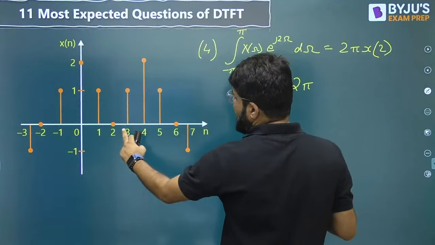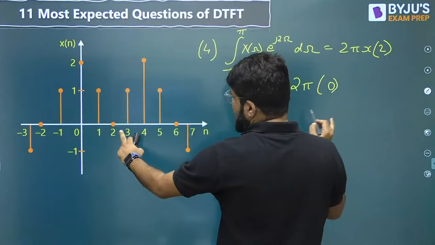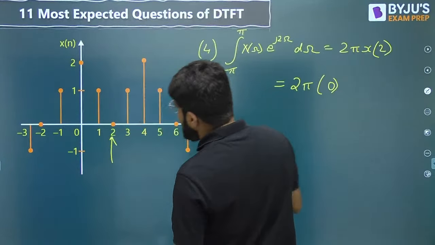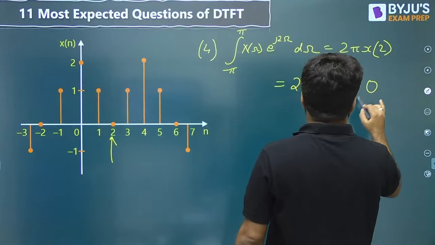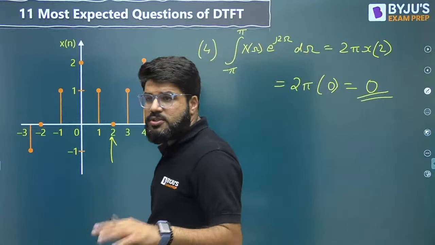It is 2 pi x2. What is the value of the signal at 2? This is the value required, and the value is 0. So the final answer is 0. The fourth part is also simple.